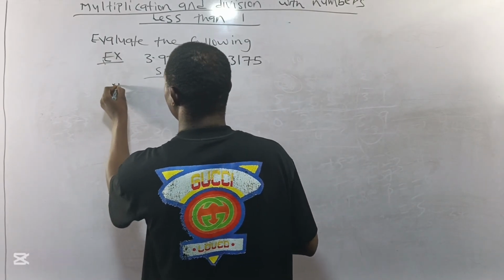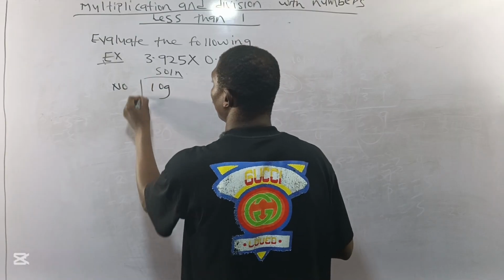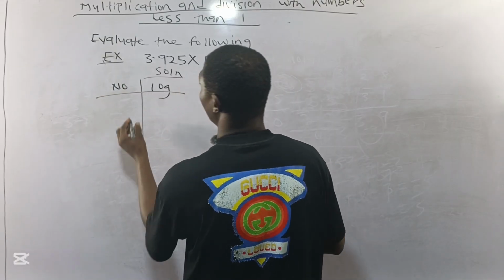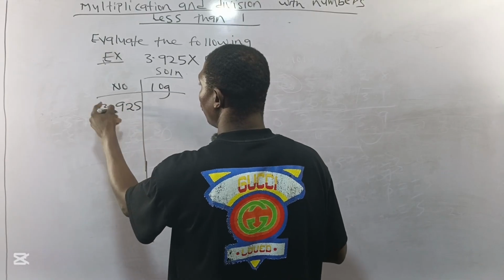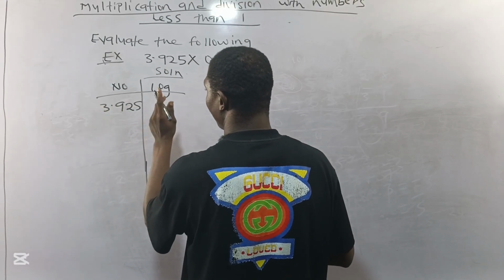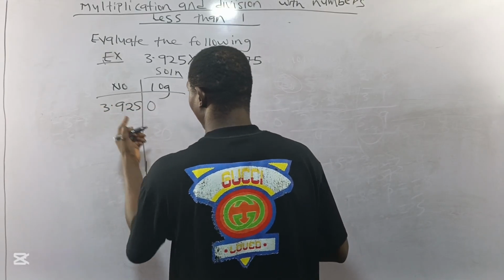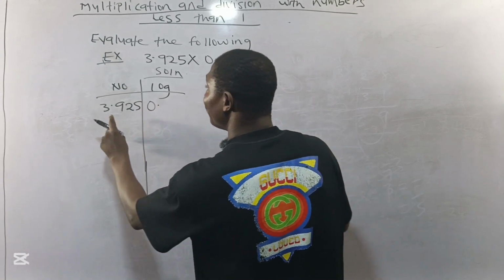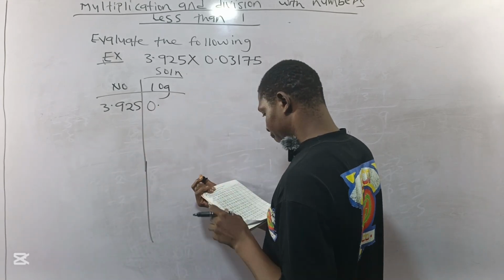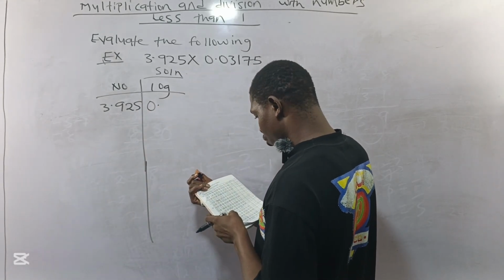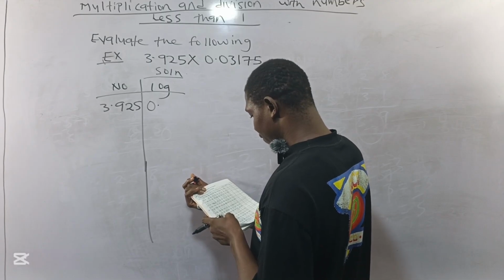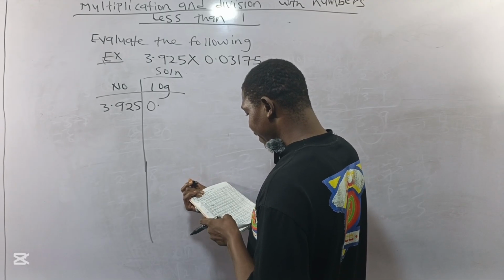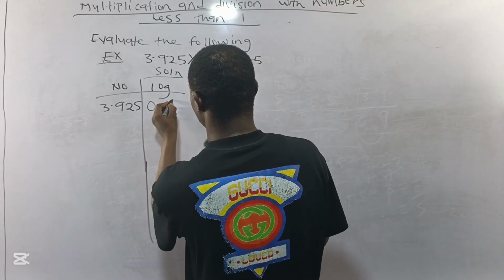Same process. This number and this log. So we have 3.925. One number before the decimal point, so I'll simply have 0 as my characteristic. 39 under 2 is 5933. Difference 5 is 5. So I have 5938.